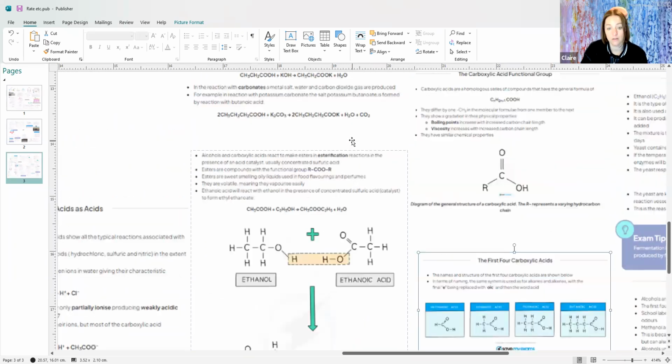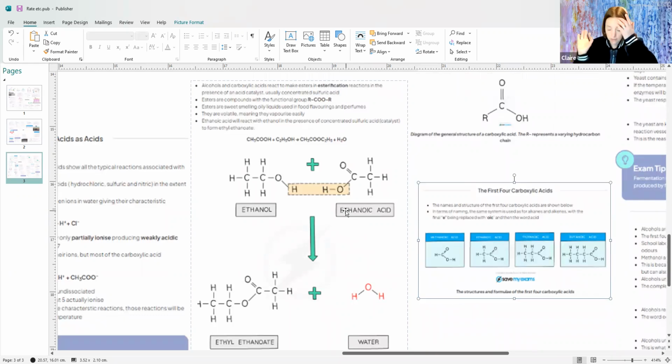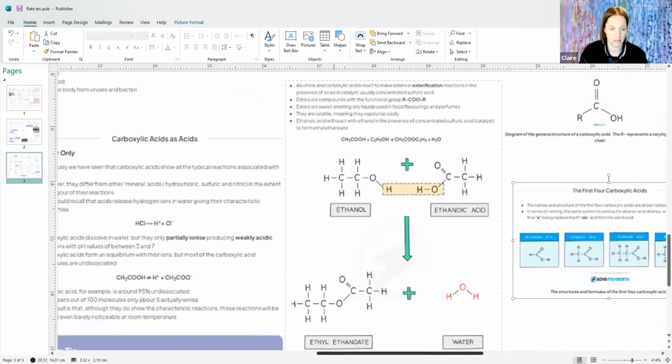All you're doing here when you're reacting alcohols and carboxylic acids, oh my goodness, that's a horrible word, esterification. I prefer viscosity, it's much better. But anyway, that's all that's happening. You're reacting ethanoic acid, producing water, and just binding the two together on the oxygen. Don't overcomplicate it other than that.